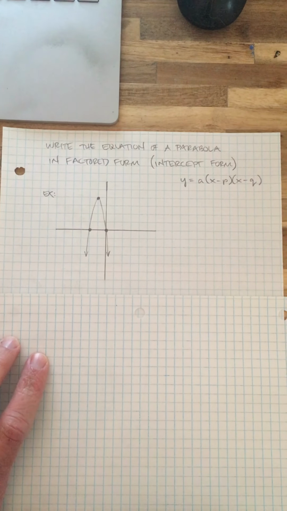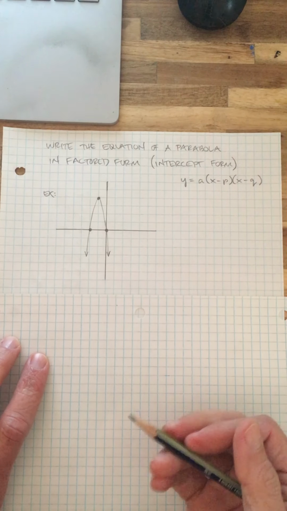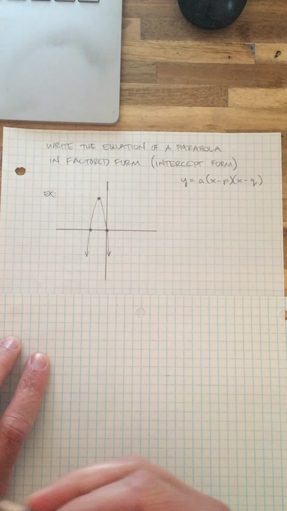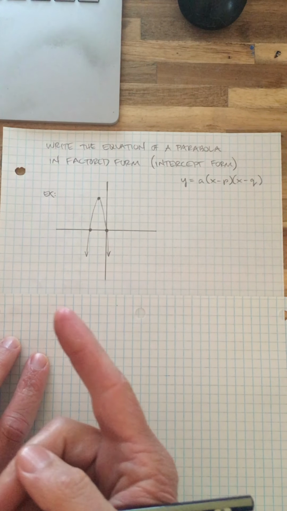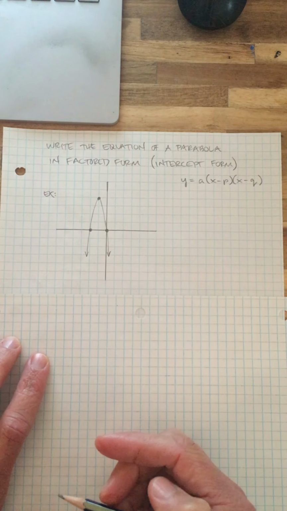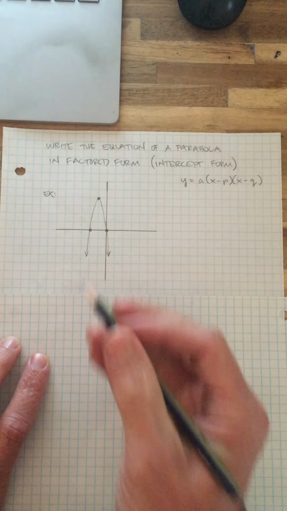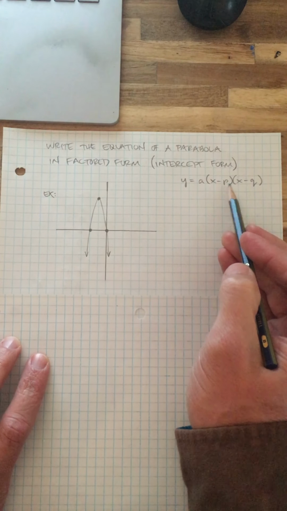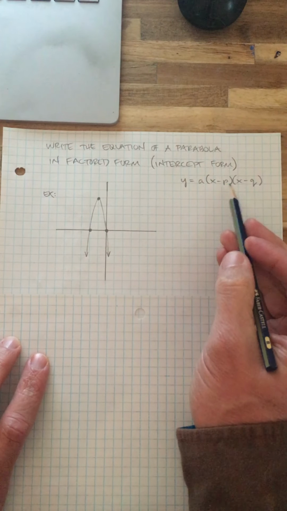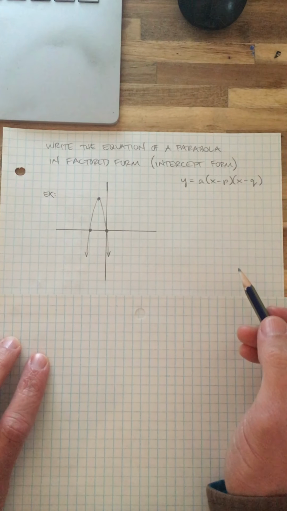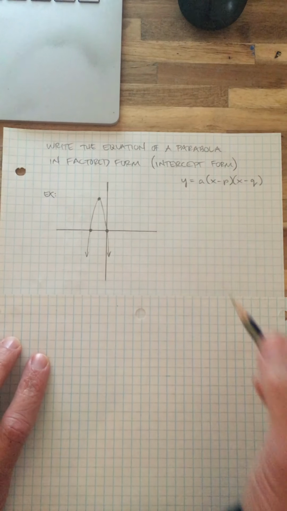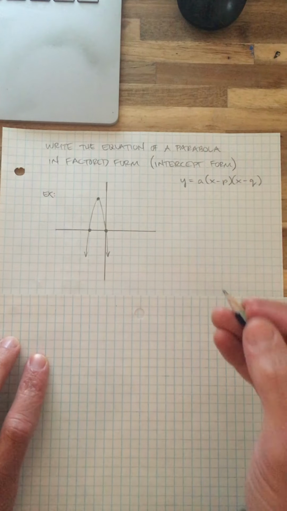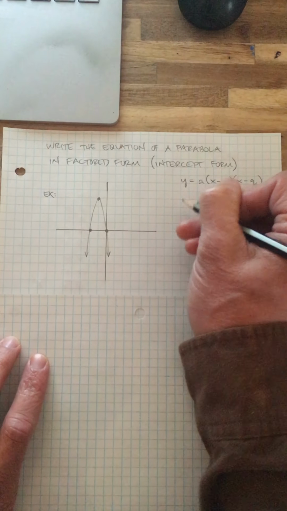So the main thing is you need three things to be able to write the equation. Just like with vertex form, you needed three things: the a, the h and the k. In this case, to write the equation for this parabola, you still need an a, but you also need a p and you need a q. And remember, the p and the q are the x-intercepts, and the a is the stretch. So let's go ahead and write down two things.